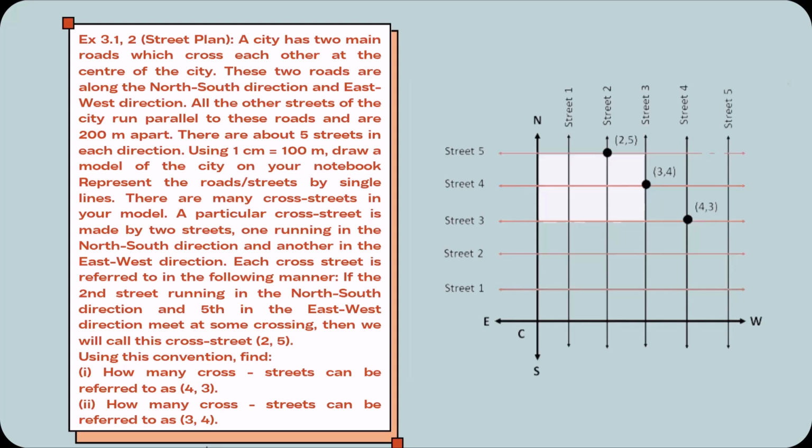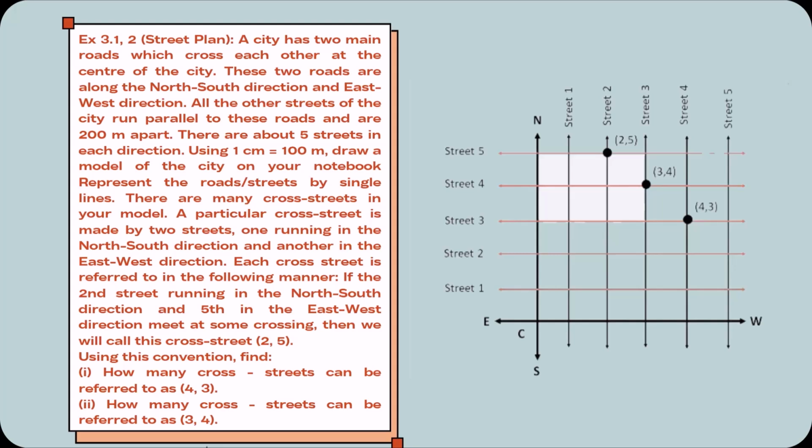How many cross streets can be referred to as 4, 3? Where is 4, 3? That is street 3 and street 4 meeting, correct? When these two streets meet, it is 4, 3. So cross streets 2, 5, 3, 5, 4, 3 are already marked in the figure. Now what are they asking? How many cross streets can be referred to as 4, 3? Only one cross street, right? When the street 3 and street 4 cross, it will be 1.